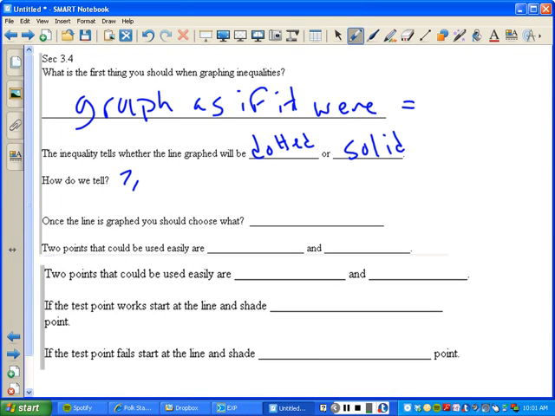Greater than or equal to, less than or equal to are both a solid graph. Greater than and less than are dotted. Once the line is graphed, what do you choose? A test point.